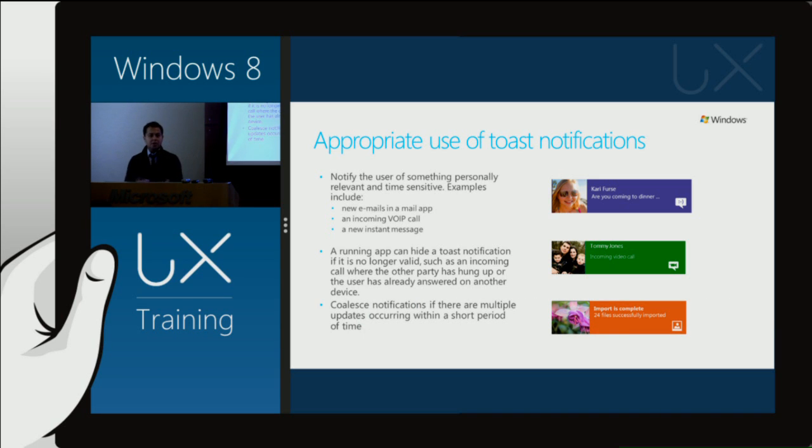And also, aggregate or coalesce notifications. There's no need to have every single notification represented. Say with emails, you get 10 new emails. Just aggregate that number and say you have 10 new emails in your email box.